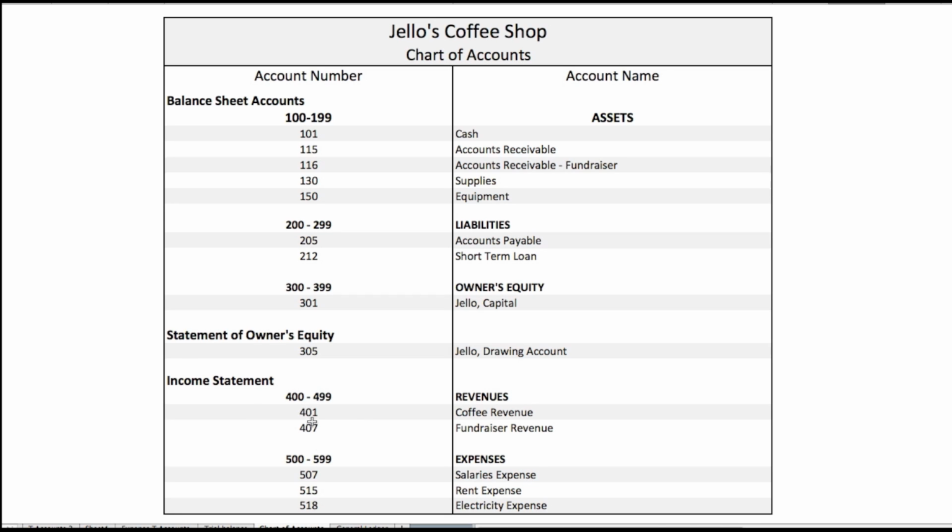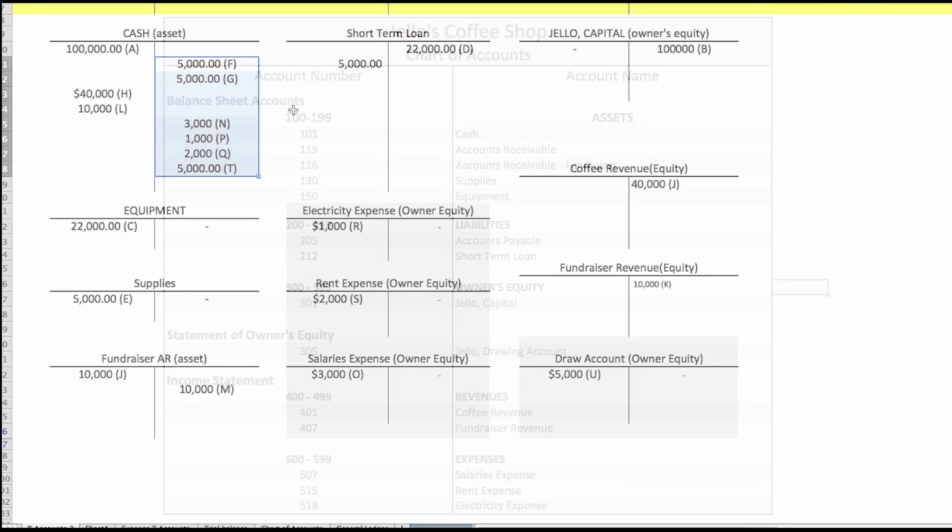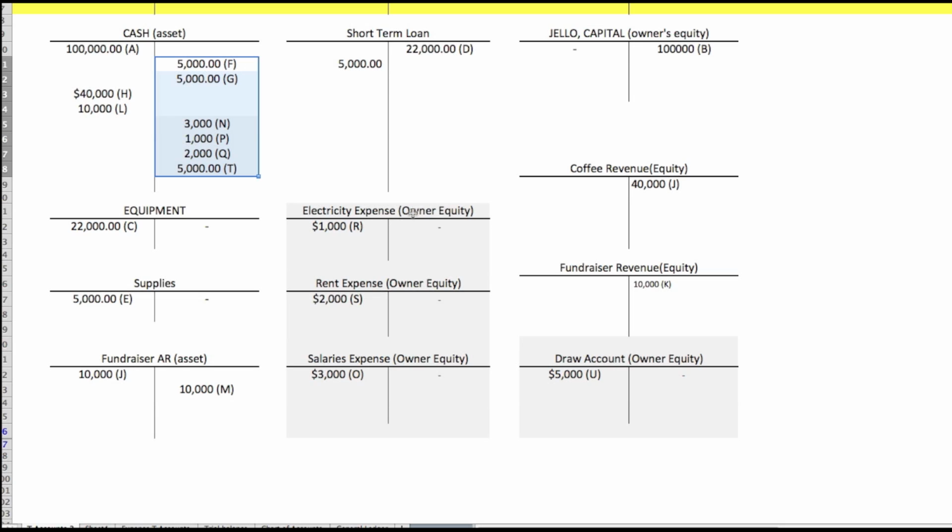So I usually keep them broken up like this. As I add new accounts, if something is closely associated with coffee revenue, or perhaps the fundraiser revenue, perhaps I start getting specific types of revenue I want to track. This means we can make it 408, 409, or once you get really big, it could be 407.2. Okay, so that's just the basic coverage of our chart of accounts. You'll list each one of these accounts, and you'll notice the names of the accounts equal the names of our T accounts. Of course, not with the parentheses. That was just for your example.